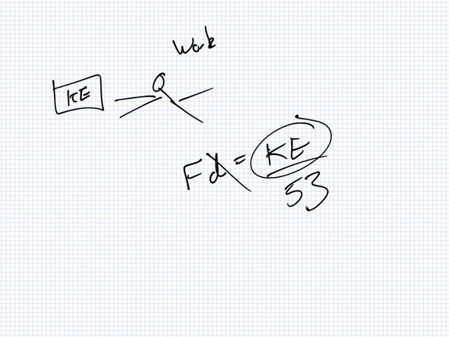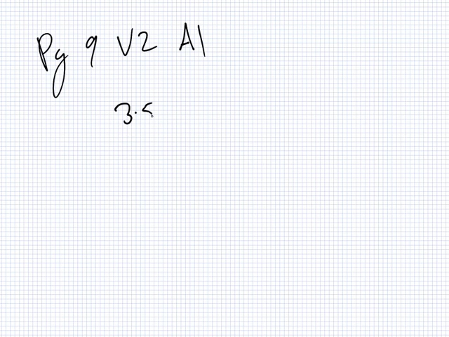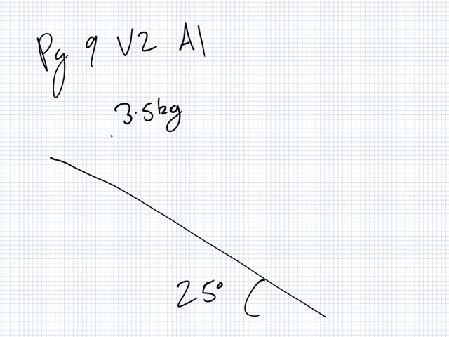Page 9, version 2, question A1. Okay. Read it to me. An object of mass 3.56 kilograms slides down a smooth, frictionless slope inclined at an angle of 25 degrees to the horizontal. I like it already. Okay. Go on. If the object starts from rest, determine the time taken for it to reach a speed of 18.5 meters per second.